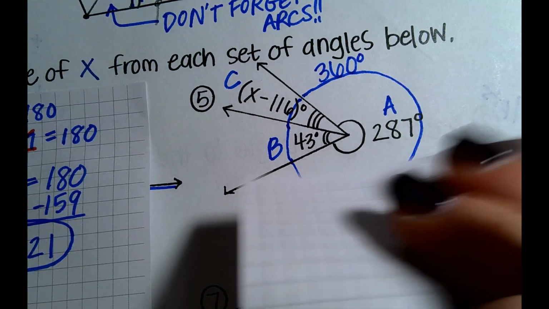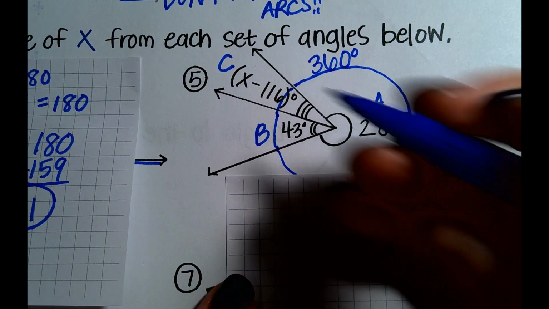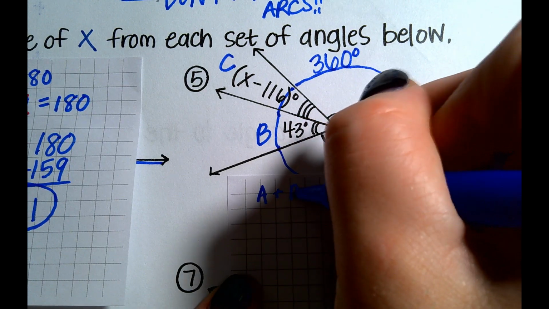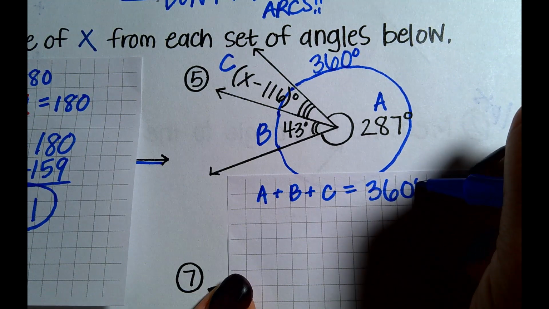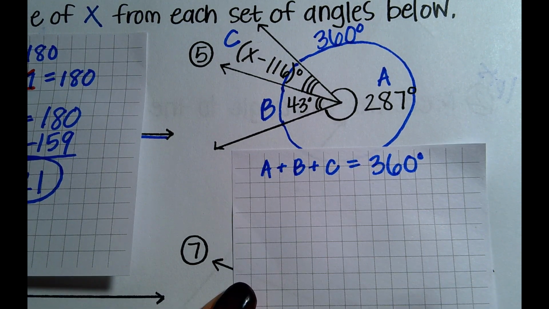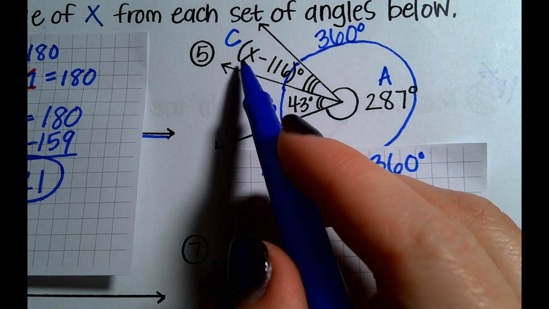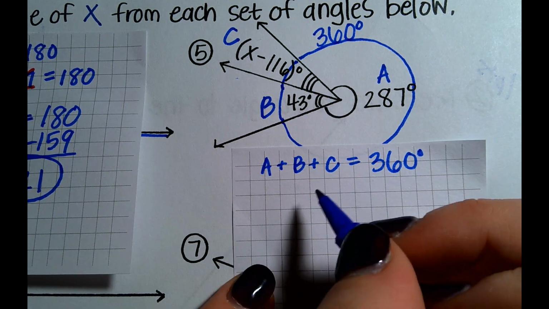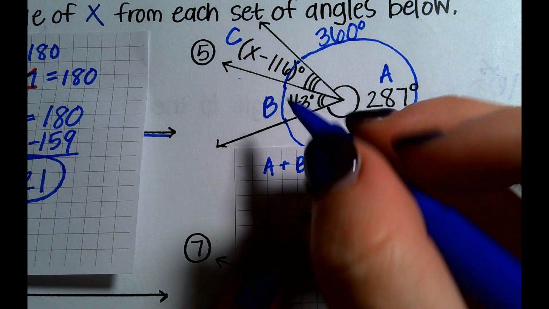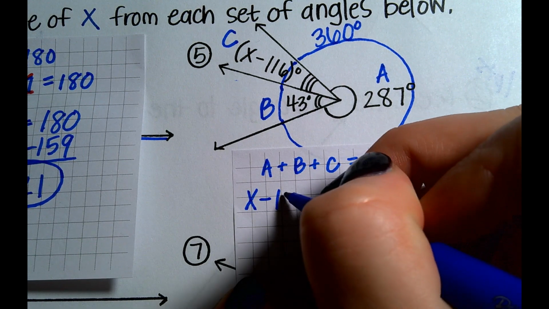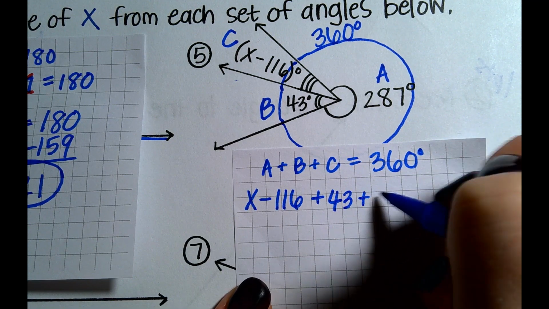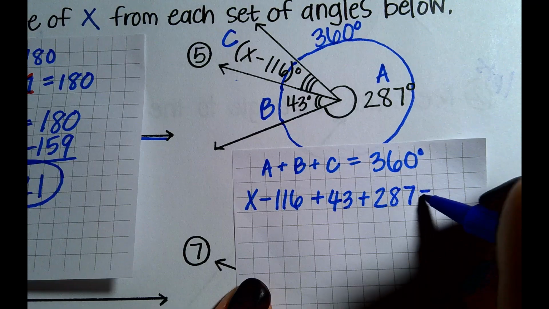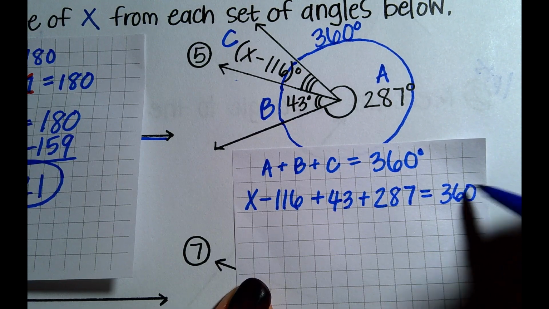So let's write that equation. A plus B plus C equals 360. And technically you could write these out in any order. I know some people like to put the x first, so I might actually do that. X minus 116 plus 43 plus 287 equals 360.